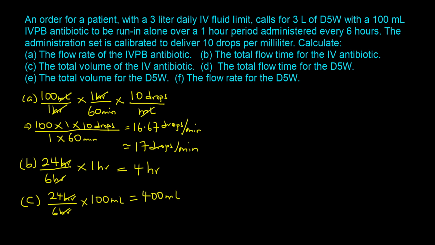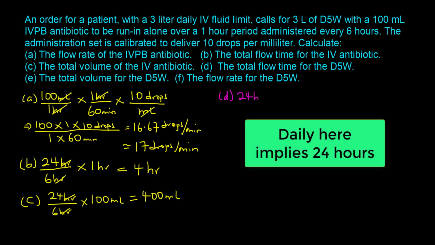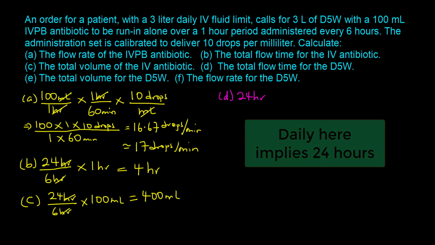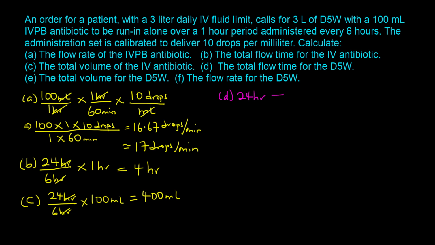We can now solve part D of the question, which is asking for the total flow time for the D5W. And the way we would approach that is to take the 24 hours, which is how many hours you have in one day, and subtract from that the total flow time of the antibiotic, which is given in part B to be 4 hours. So that will end up giving us 20 hours.